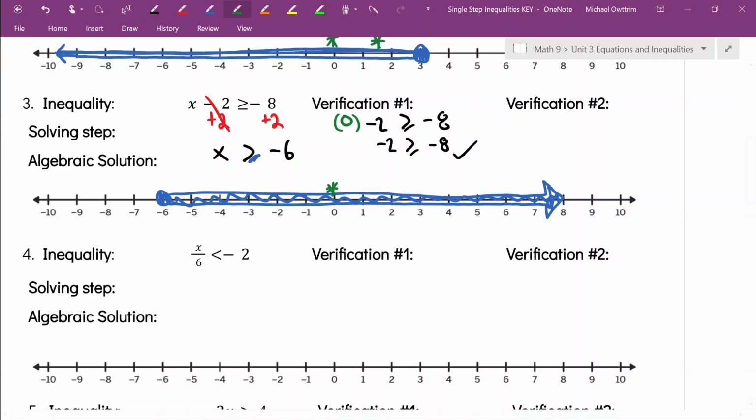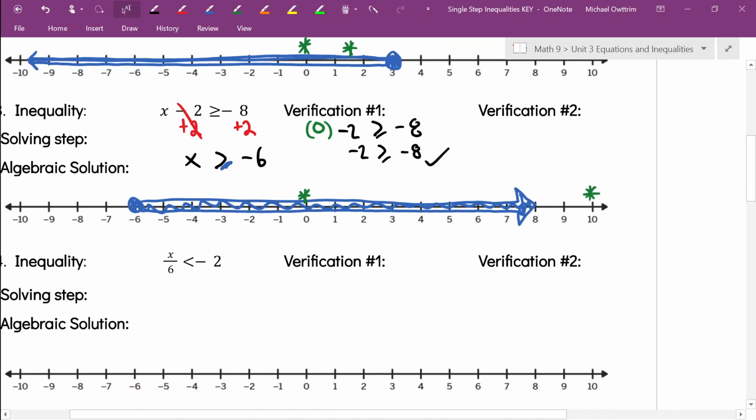You could also choose a number like 10. Though I haven't drawn my arrow all the way over there, my arrow does continue, so I know that 10 is also a valid solution. Should be. So let's check it. 10 subtract 2 should be greater than or equal to negative 8. 10 subtract 2 is 8, which is positive 8, obviously. That is, in fact, greater than or equal to negative 8. So that point also worked in my inequality.